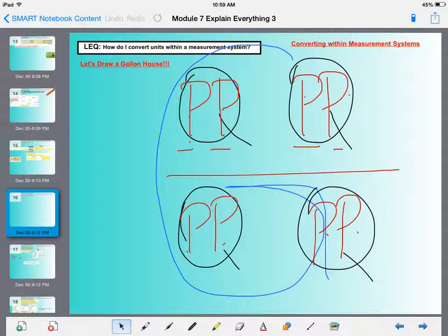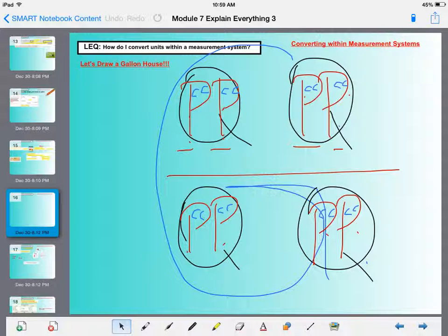And then the last thing that we want is to give our people some eyes. So we go ahead and give them their eyes, and those represent the cups. So what we can determine from here is that we have 1, 2, 3, 4 cups in a quart, or 4, 8, 12, we have 16 cups to a gallon. So this gallon house gives us a lot of important information, and we had a good time drawing it in class.